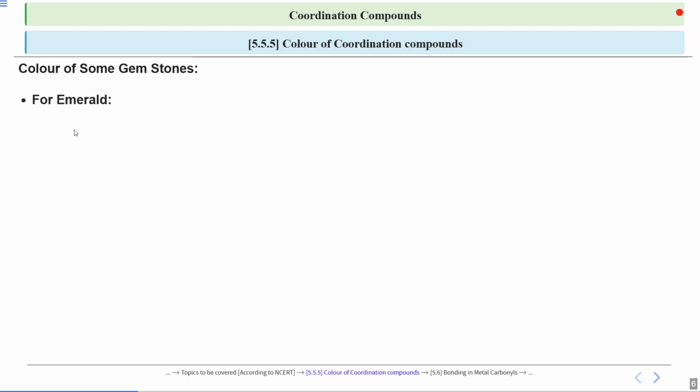Let's see our next gemstone, that is emerald. Emerald is basically the mineral beryl. The formula is Be3Al2Si6O18: beryllium thrice, aluminium twice, silicon 6, and oxygen 18. These are the specific proportions of the different atoms in this mineral called beryl: beryllium, aluminium, silicon, and oxygen.